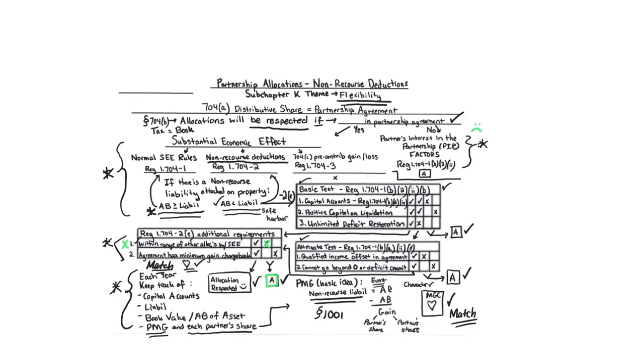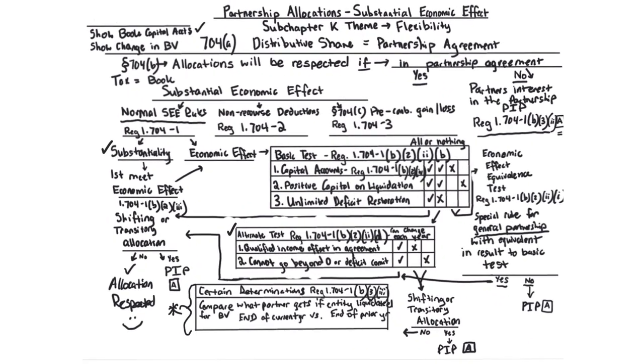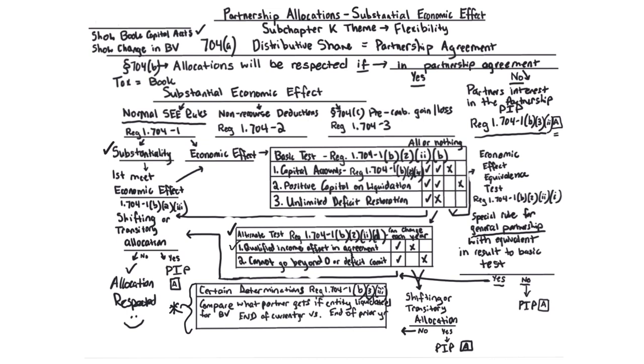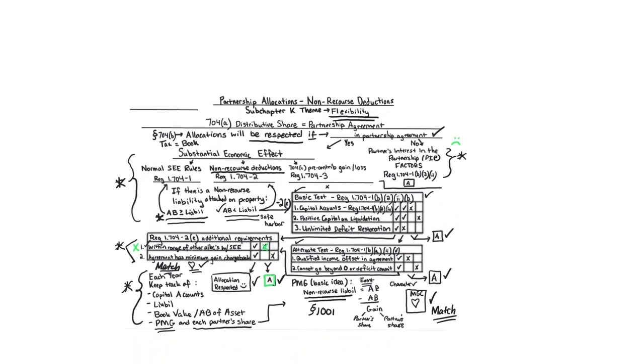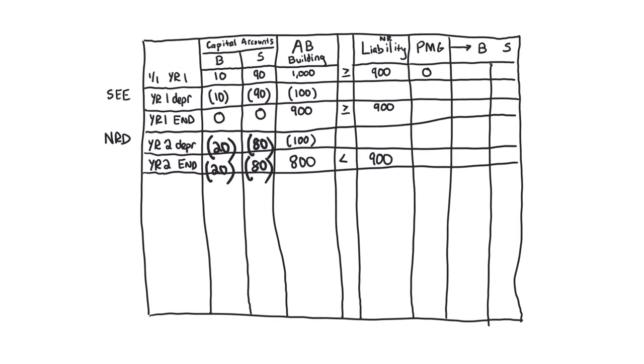One thing I want to mention as well is that a minimum gain chargeback is not the same as a QIO. A QIO, which is part of the alternate test, deals with unexpected events that only occur during substantial economic effect rules. So a QIO can never be triggered whenever you're dealing with NRD rules. Keep that in mind. Okay, so that allocation is fine.